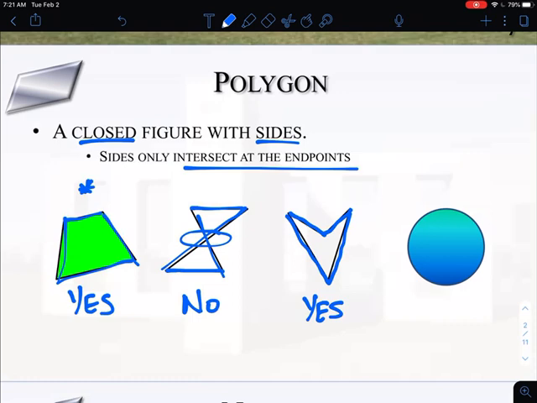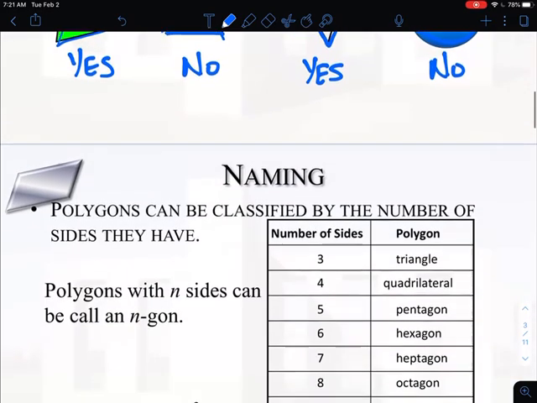As we look at the last object, which is a circle, as we start going through our definition, the problem we run into here is there are no sides. A circle is just one continuous loop. And so we don't have sides. It's a closed figure. We don't have any crossovers along the pieces, but there's no sides to work with. And so circles are not considered polygons.